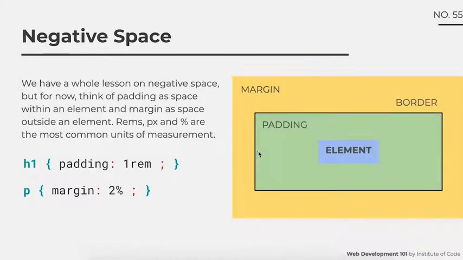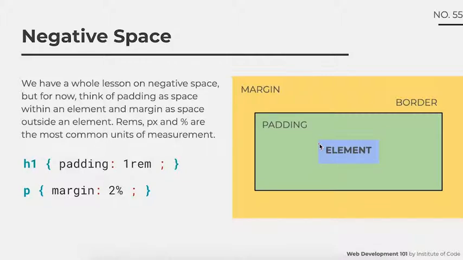Okay, we're going to have a whole lesson on negative space, on padding and margin and the difference between them, but I thought I'd just introduce it to you because I know it's something that everyone's a little bit excited to play with. Padding and margin are the two properties we have to create space around an element. So let's say this blue box is our element. That could be a paragraph, a heading, a link, anything.